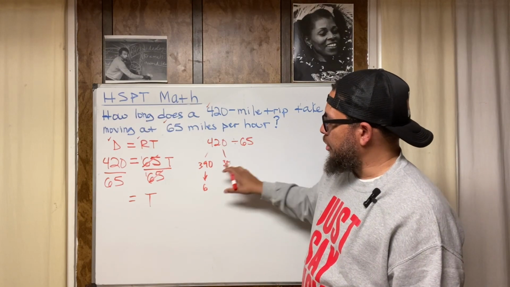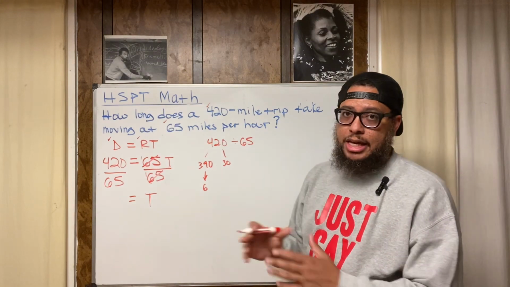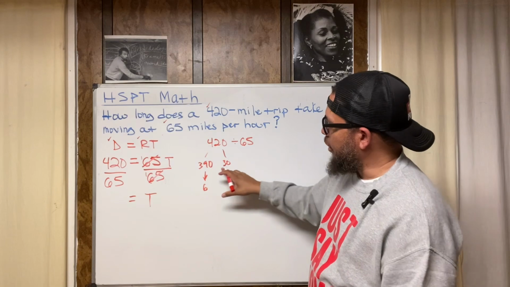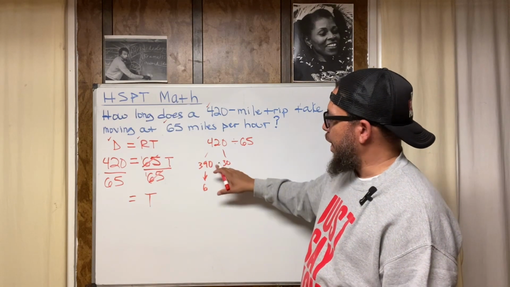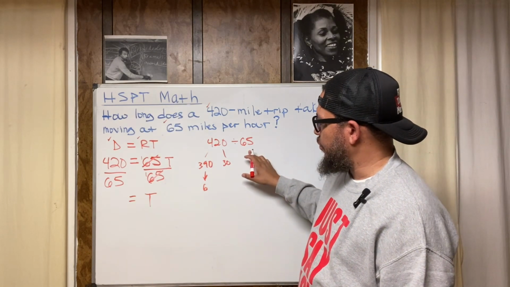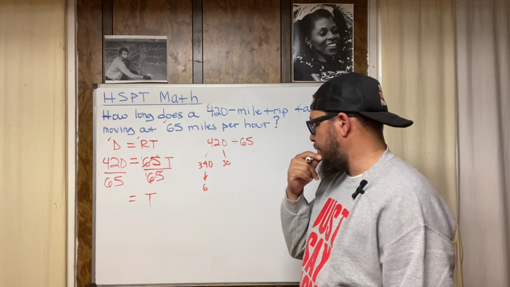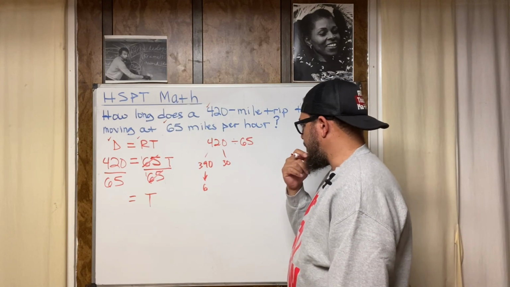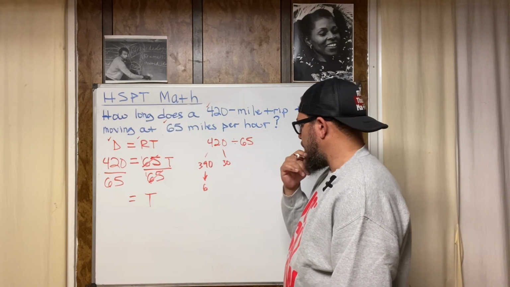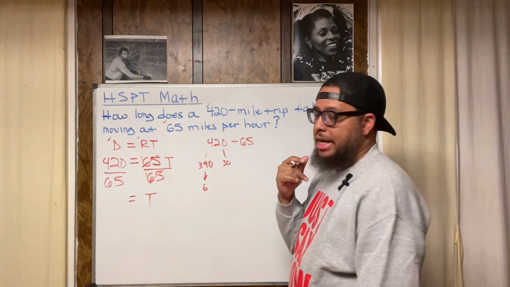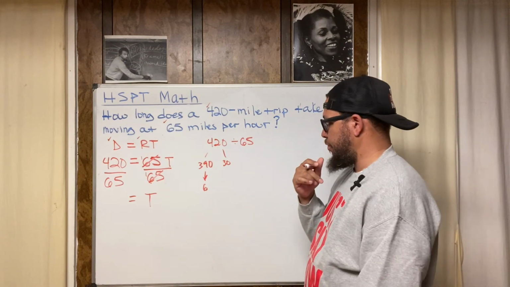6 can fit in because 6 goes into 390 evenly with no remainder. But what's left over? 30. So then we've got to do 30 divided by 65. Now 30 divided by 65 is around a half. It's a little less than a half, right?